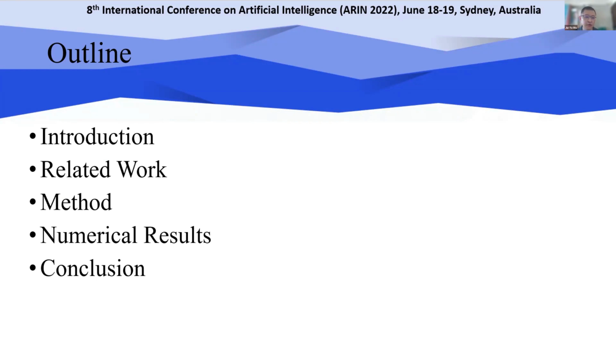And the next is related work. In this section, I will briefly introduce the LSTM method and BPNN schemes. And the next is method. In this section, I will briefly introduce the data preprocessing and the parameter settings for the LSTM methods and the BPNN classifiers. And next is the numerical result, and finally some conclusions are given.